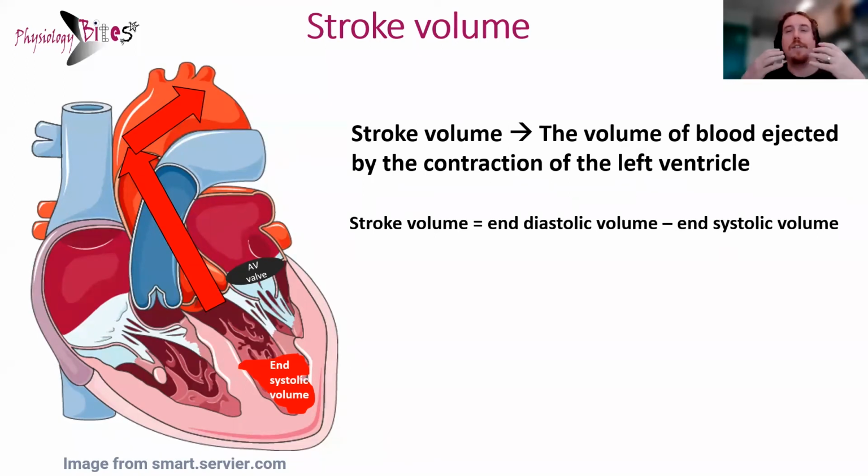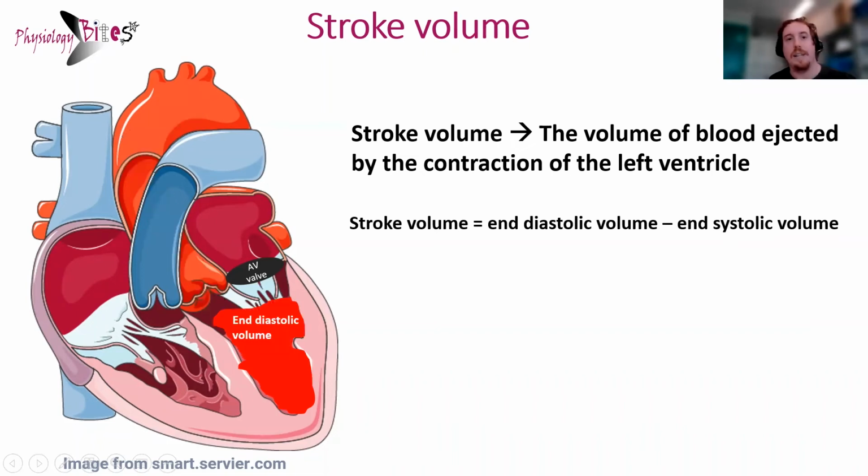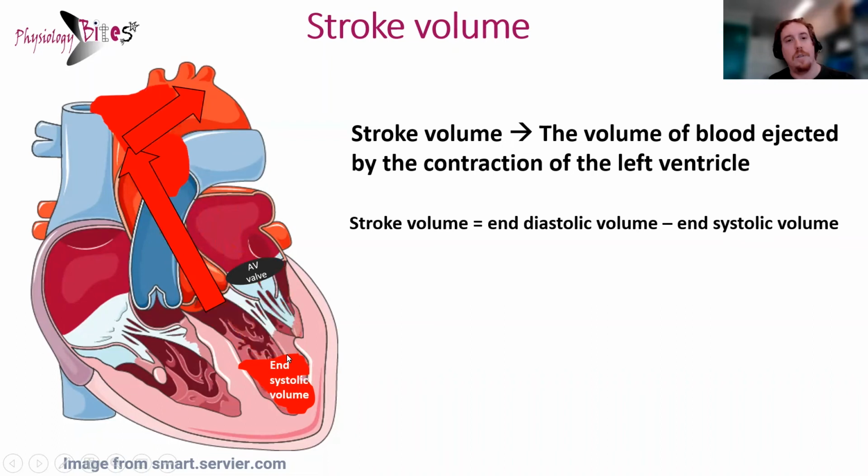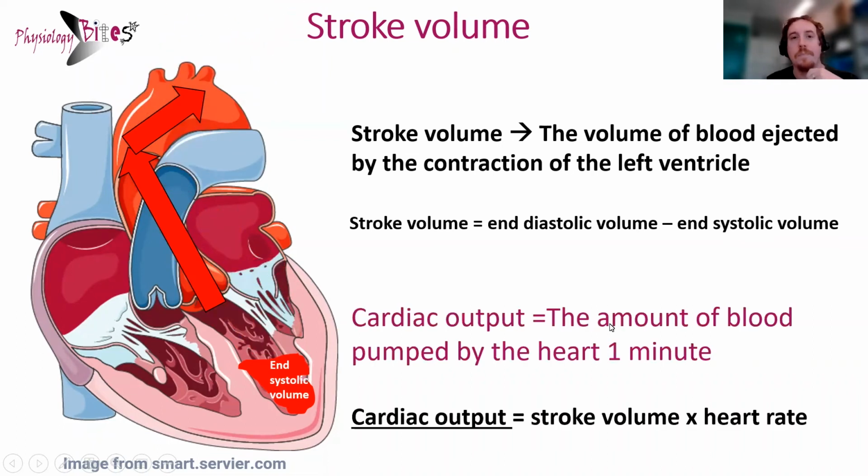The way to think about this is if you had a glass of water with 100 mils in it, and stroke volume is measured in milliliters, if you drank 50 mils, and then you looked at the glass, you would have 50 mils remaining. Okay, so when we look at the ventricle and how much blood is left in it, we can subtract this end systolic value from our original value here, and the difference between those two is our stroke volume. The thing about stroke volume, though, is it doesn't tell you how frequently the ventricle contracts. It just tells you every time it contracts how much blood it expels.